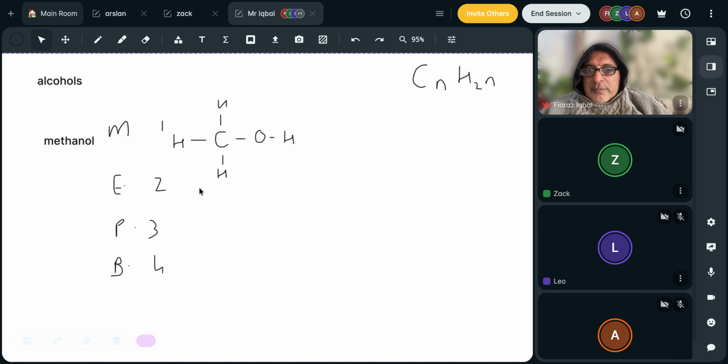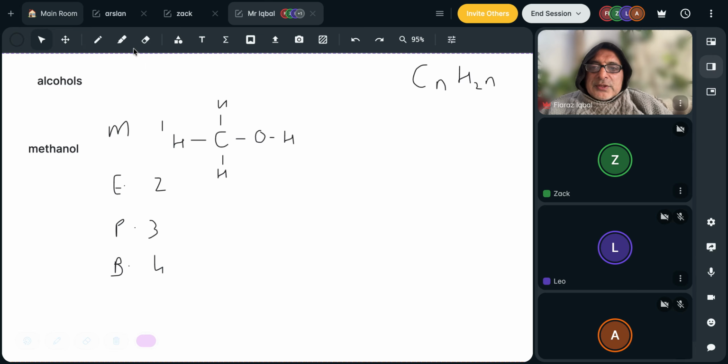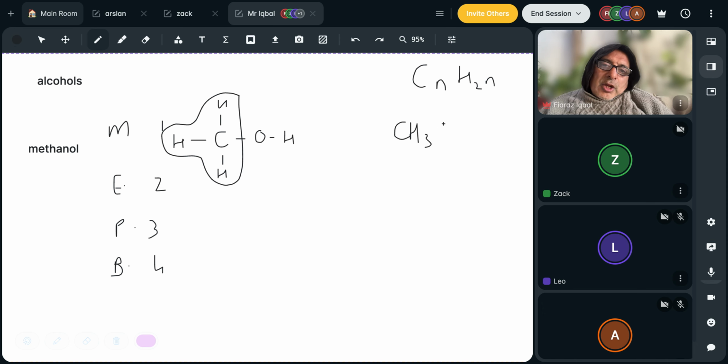Methanol. Okay. Now, how you write the formula out for this is you deal with this side first, CH3. Then you pop an OH on the end.